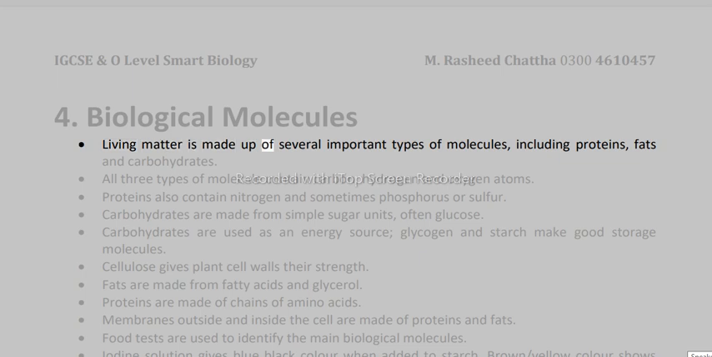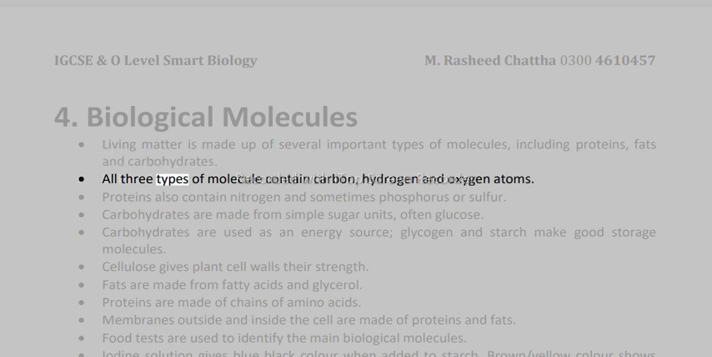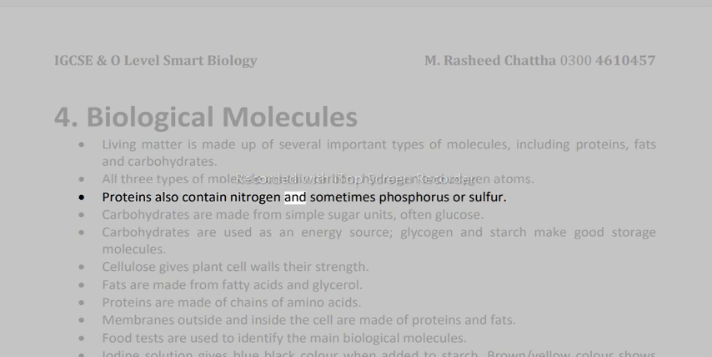4. Biological molecules. Living matter is made up of several important types of molecules, including proteins, fats, and carbohydrates. All three types of molecule contain carbon, hydrogen, and oxygen atoms. Proteins also contain nitrogen and sometimes phosphorus or sulfur.